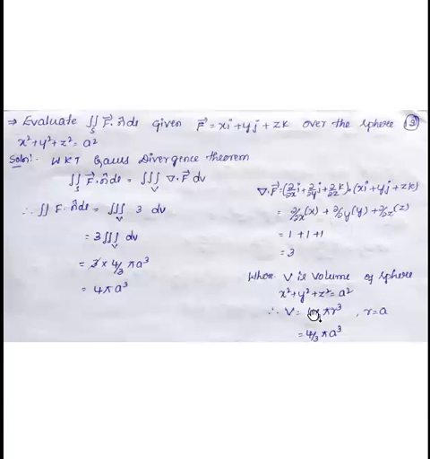Here V is the volume of the sphere x square plus y square plus z square is equal to a square, so radius r is equal to a. What is the formula for the volume of the sphere? V is equal to 4 by 3 into pi r cube. Here r is a, so 4 by 3 into pi a cube. Substitute this: the triple integral of del dot F is 3 into dV. 3 is a constant, take it outside. The triple integral of dV is 4 by 3 into pi a cube. The 3s get cancelled. It's 4 pi a cube.